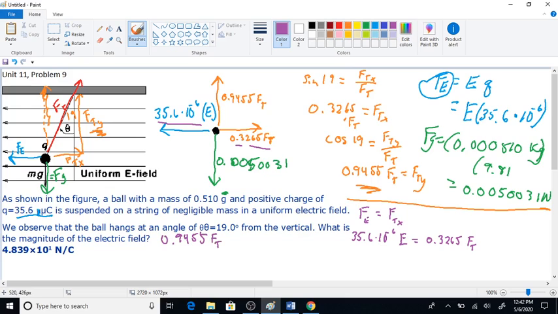0.9455 FT equals FG, which is 0.0050031. Now we can solve this. We just divide and we get FT equals 0.005291 newtons.